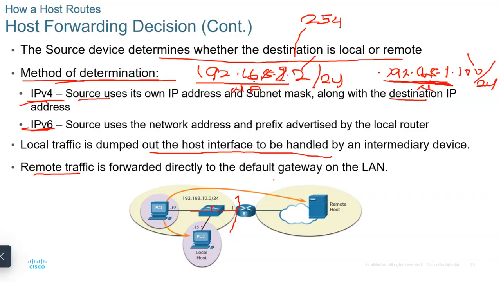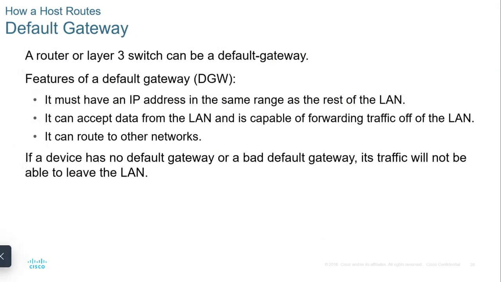Then when it comes to remote traffic, it is forwarded directly to the default gateway. So if this PC wants to connect to a remote, the frame is going to be sent directly to the switch, and then the switch forwards it to the router. And then the router is going to find which is the source and which is the destination. Is the information about the destination known in the routing table for this router? If yes, then it will select the best route. If not, it will drop the packet.